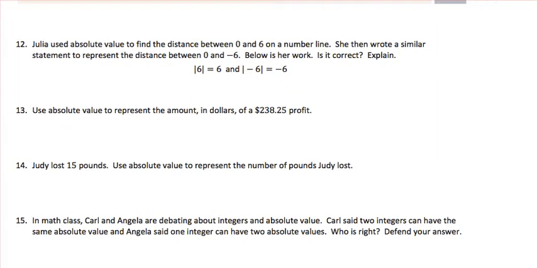In question 12, Julia used absolute value to find the distance between 0 and 6 on a number line. She then wrote a similar statement to represent the distance between 0 and negative 6. Below is her work. Is she correct? Well, she showed the absolute value symbols correctly, and then she said the absolute value of 6 is equal to 6, meaning that it is 6 units away from 0, and that's true. Then she said the absolute value of negative 6 is equal to negative 6. So she is not correct, because absolute value is never negative.